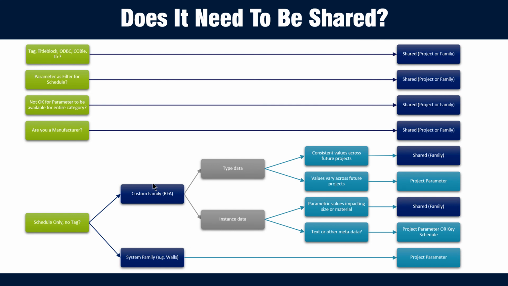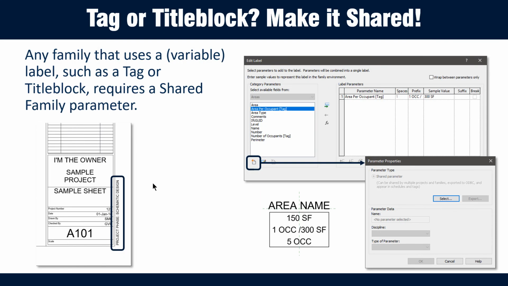If you're dealing with title blocks or tags for that matter, you've got to make them shared. Matter of fact, in Revit, when you're in the title block family itself, and you go to edit label, it will force you to a shared parameter. You just hit new parameter, and you're like, oh, that's my only choice. So there you have it. I made one here for a project phase as just an example. It's a shared parameter. Or here's another example, for occupancy tags.